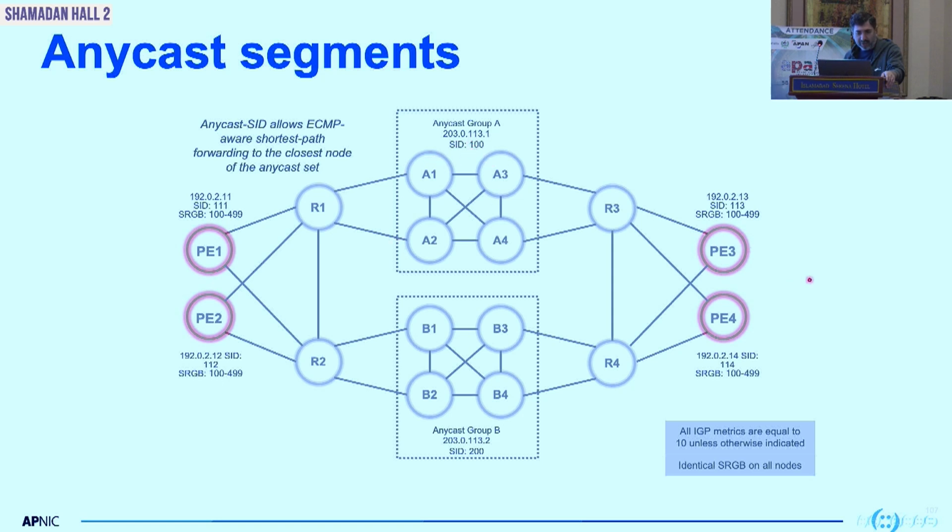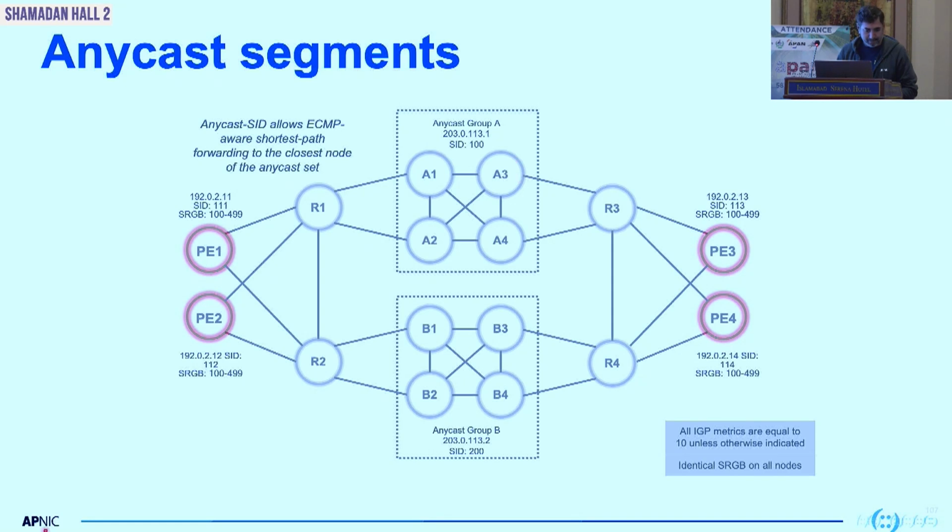If traffic is coming from the right hand side, P3 is going to send traffic to R3 with SID 100, so it can go to either A3 or A4, and then they can pass the traffic to the left hand side. So when we say Anycast SID, it means node A3 is also using SID 100. Node A1 is also using SID 100 to identify itself, and node A4 is also using SID 100. A2 is also using SID 100.